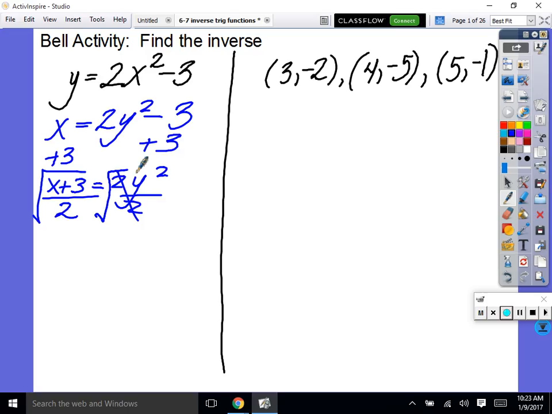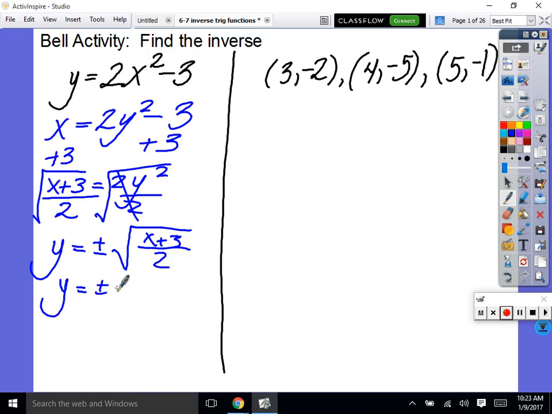Then what will we do? Square root both sides. And since there were no restrictions, we would have y is equal to plus and minus the square root of (x plus 3) over 2. That's an acceptable answer, but a lot of you are really good at saying it's not appropriate if we want to be technical, because this is technically the square root of 2 on the bottom.